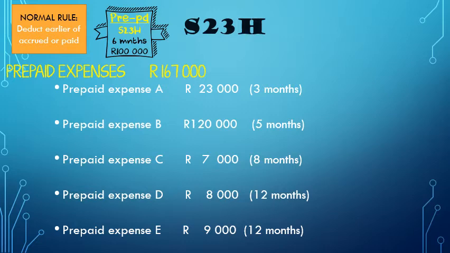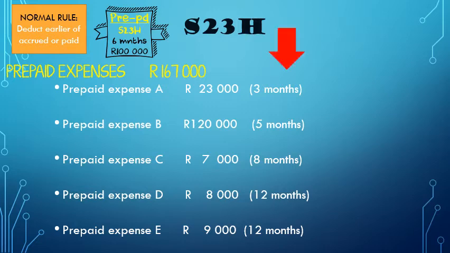First thing we have to do, according to Section 23H, is to look at the periods when these prepaid expenses will accrue. And if the period is within 6 months after year end, then that means that Section 23H will not apply. For all these prepaid expenses, we can use the normal rule to deduct it during the current year when it was paid.